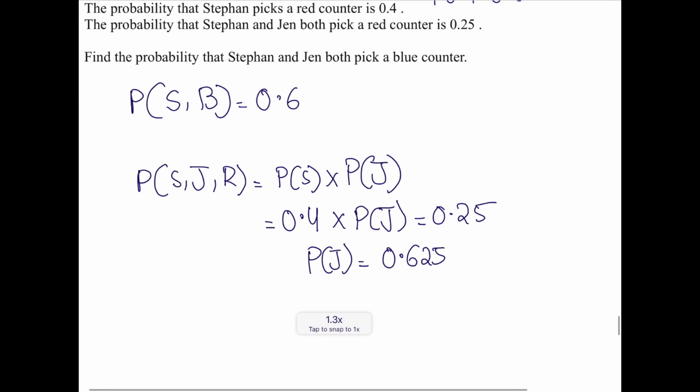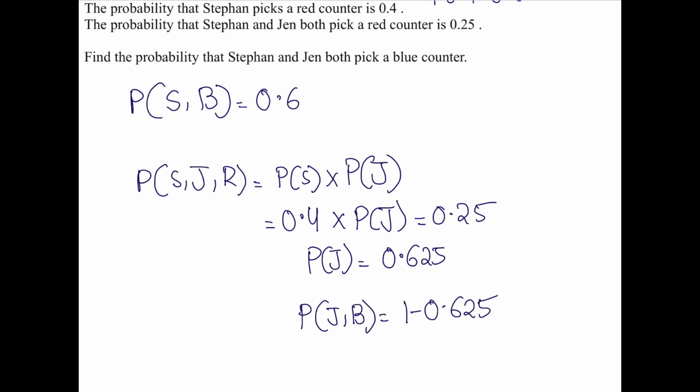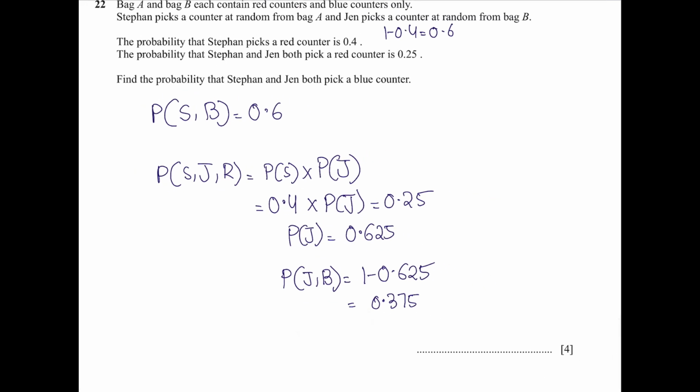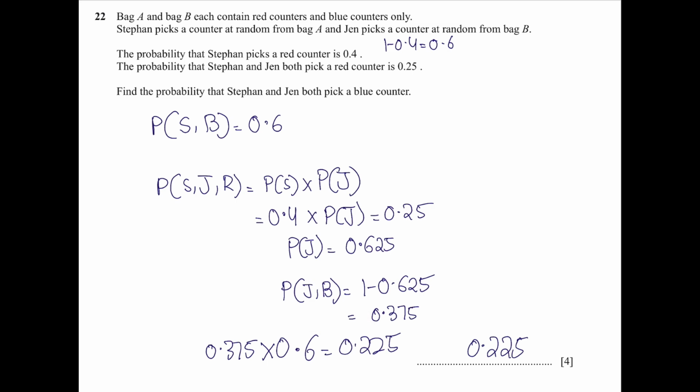Now, if that is the probability of Jen picking a red marble, then what is the probability of Jen picking a blue marble? If you do 1 minus 0.625, that gives me basically 0.375. So that's what it would be for her to pick blue. So now again, if I want to find blue for both of them, I just have to multiply 0.375 from Jen and 0.6 from Stephen. So 0.6 times 0.375, which is 0.225. Express it in this way. Alright, and this is a 4-mark question, so it's important.